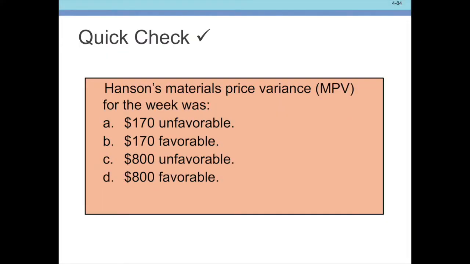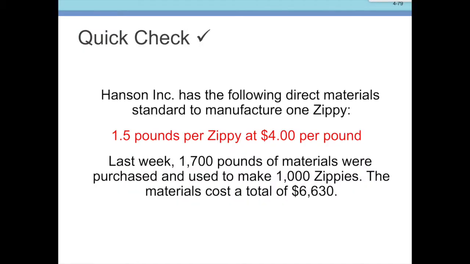Now, of course, they're going to ask what the price variance was. So what was the price variance this week? Was it $170 favorable or unfavorable, or $800 favorable or unfavorable? Well, we do need to do a little bit more math here. For the materials price variance, we need to know the price that we paid and the price that we should have paid. The price we should have paid, we know, is $4. That's the standard price in this particular problem. But what did we actually pay? If we go back to the problem and look at the data, they told us the materials cost $6,630, and that with that we bought 1,700 pounds of material. So 6,630 divided by 1,700 would give us the price per pound.